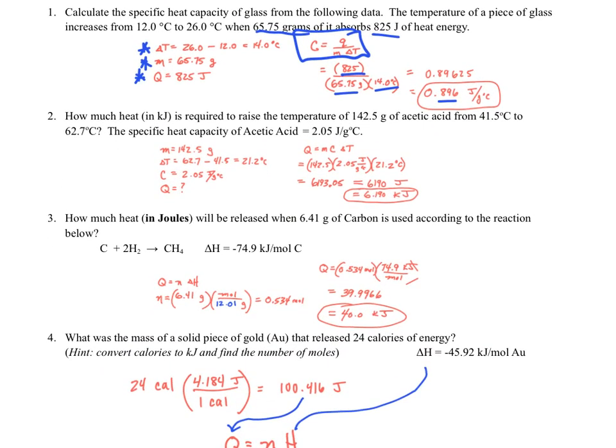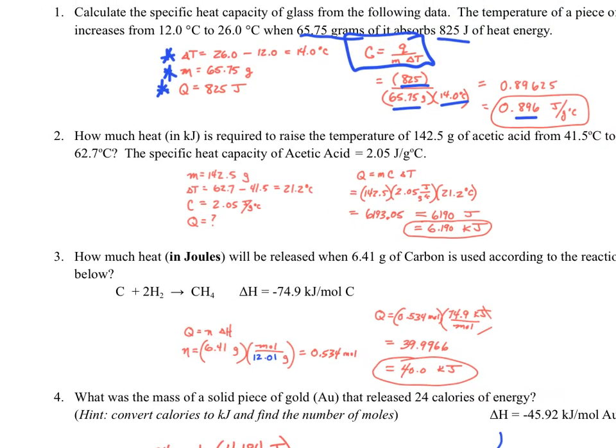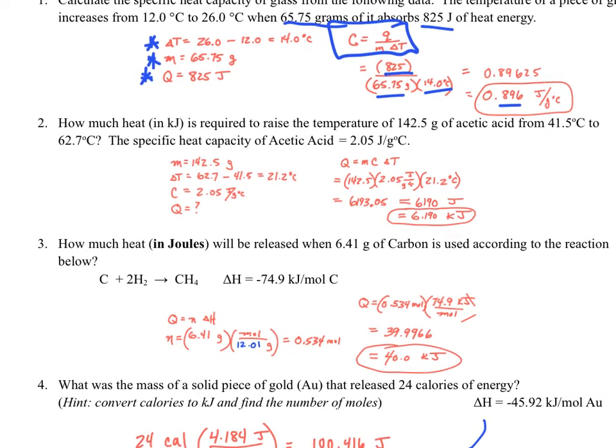All right, question 2. How much heat energy in kilojoules is required to raise the temperature of 142.5 grams of acetic acid from 41.5 degrees to 62.7 degrees? The specific heat is 2.50. Now, specific heat is C in the equation.